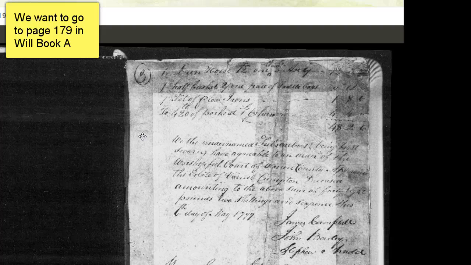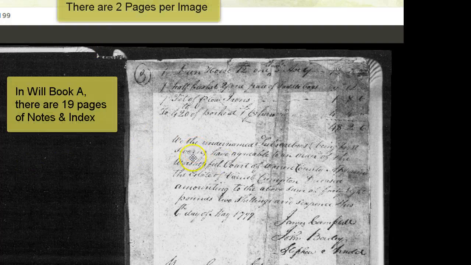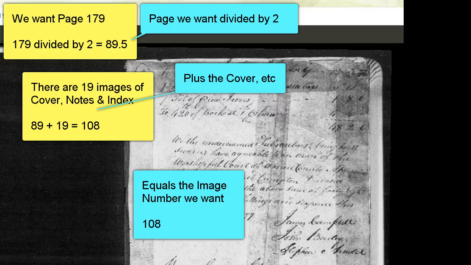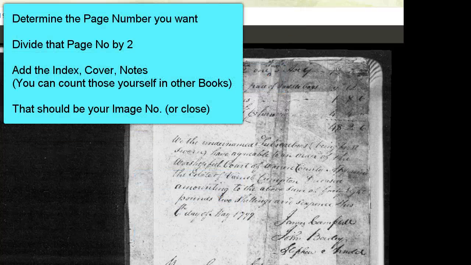So there's several ways to do it. We want to go to page 179. Notice that there are two pages per image. The image also indicated that we were on page 16 of the index, but there are 19 pages in the index itself with some notes. Pages 1 and 2 are missing. So with a little simple arithmetic, page 179 divided by 2 equals 89.5. There are 19 images of cover, index, and notes, so add 89 to 19. This equals 108. Depending on the page you want to go to, divide it by 2, then add the 19 pages. This is only in book A, by the way.